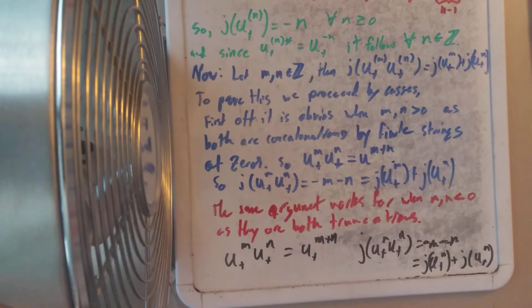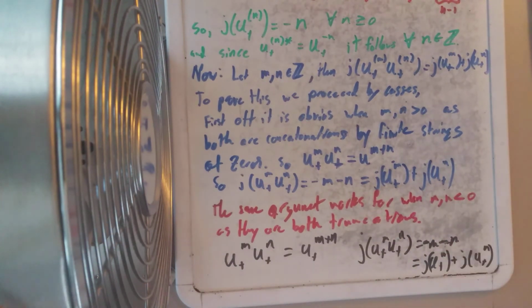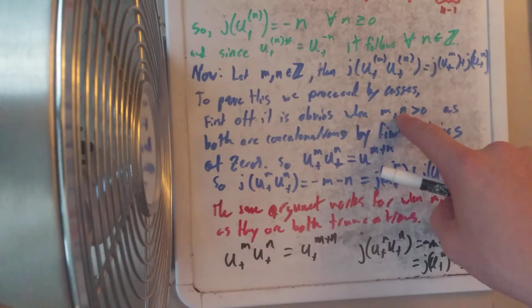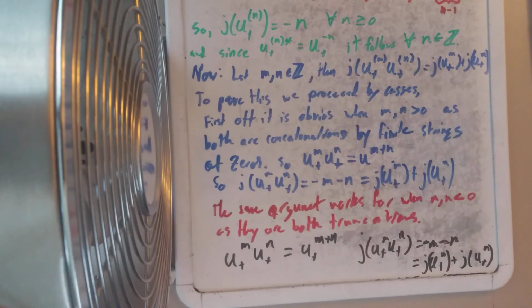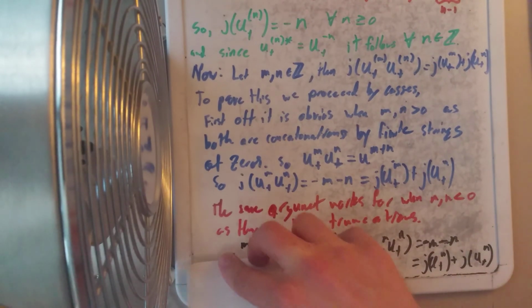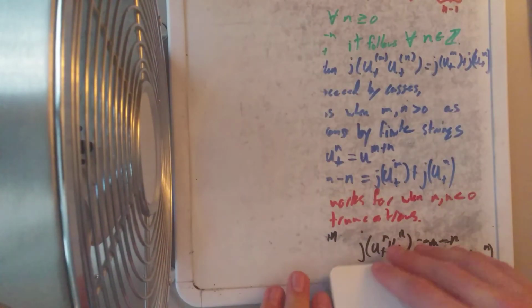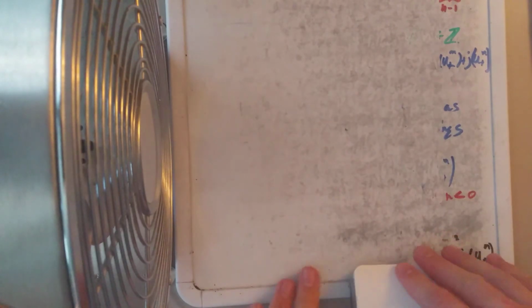So we're getting that the homomorphism holds when m and n are less than 0 or when m and n are greater than 0. Now, in our final case, we're going to consider when they are opposites. So the question that we're really asking here is, how do concatenation and truncation interact?